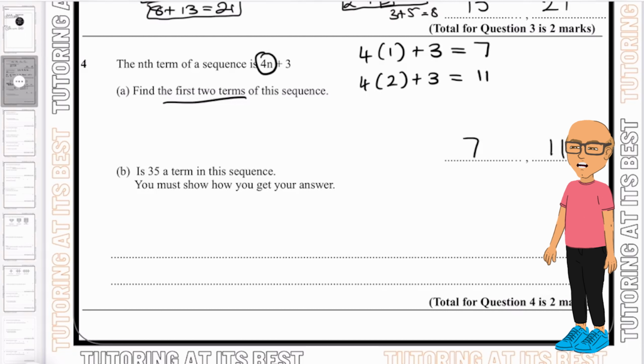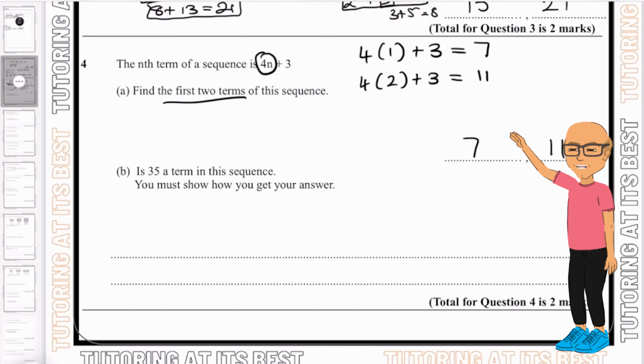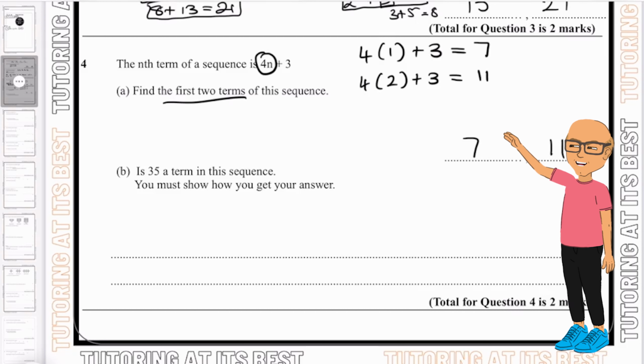So always remember that your n should start from 1. But if they're asking for, let's say, the 5th term, then again you can substitute 5 into that equation and then calculate the 5th term. And now they say, is 35 a term in this sequence? So let's go ahead and try to see if this makes sense.